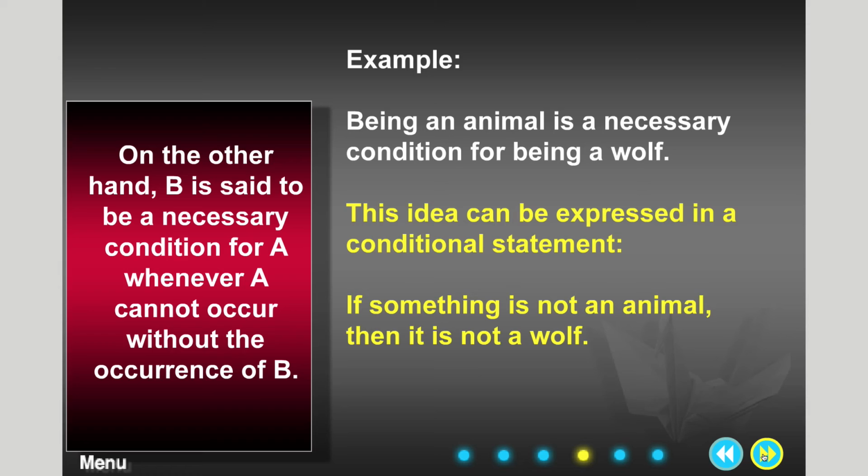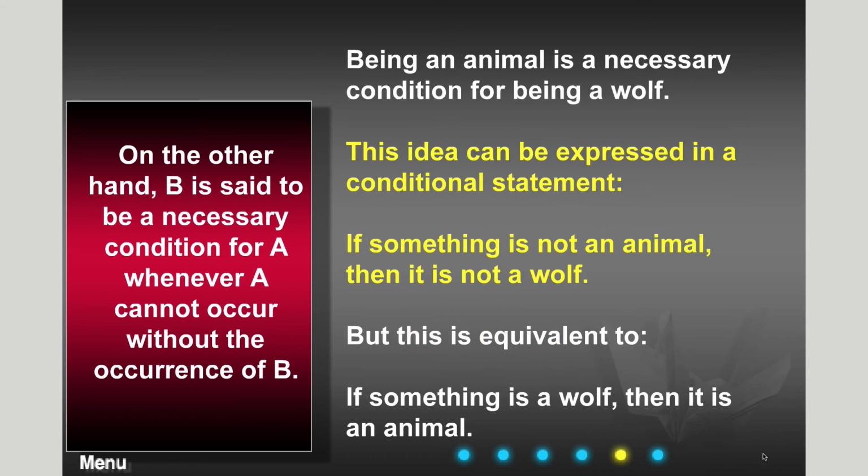You could also fill that in with other things. If it is not an animal, then it is not a bird. If it is not an animal, it is not a mouse. If it is not an animal, etc. Being an animal is a necessary condition for being a mouse, a cat, a dog, and so on. Being an animal is a necessary condition for being a wolf, and this idea can be expressed in the conditional statement: if something is not an animal, then it is not a wolf. But it is equivalent to saying if something is a wolf, then it is an animal. Both are equally true.